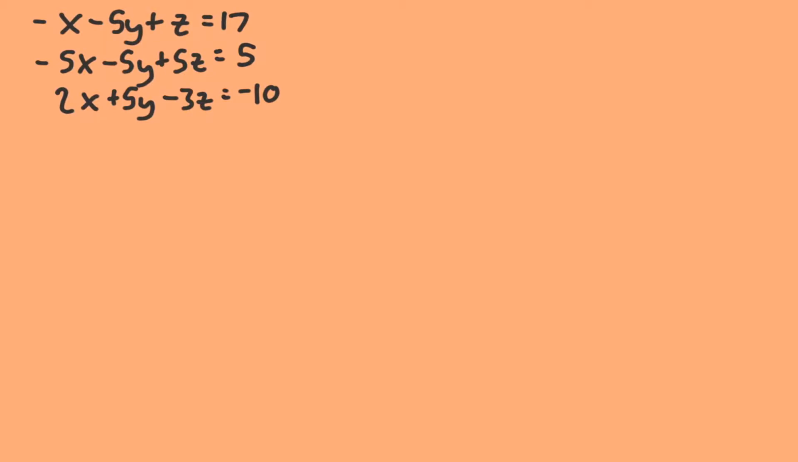We're going to solve a system of 3 by 3 equations using elimination. So the first thing we're going to do is eliminate one variable twice in a row, which means we're going to be using 2 equations and then another 2 equations.